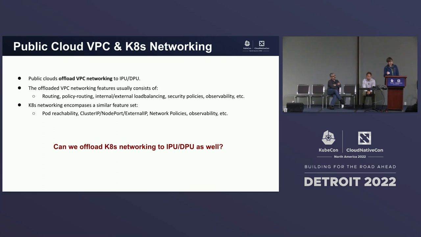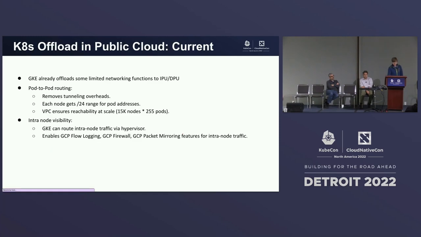If you then look at the set of features that Kubernetes networking implements, we call them sometimes differently, but they're very similar, which is pod reachability, cluster IP, node pod, external IP, network policies, observability. So there is a lot of overlap between them. Can we then offload these Kubernetes networking features to the same infrastructure we already offload the VPC networking? Well, at least in Google, we already offload some of the features.